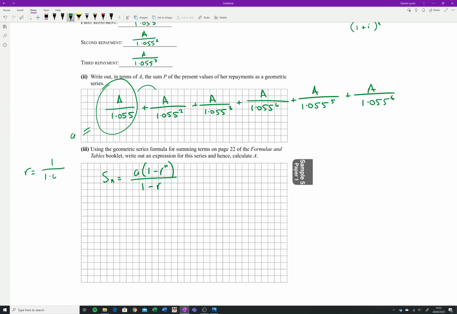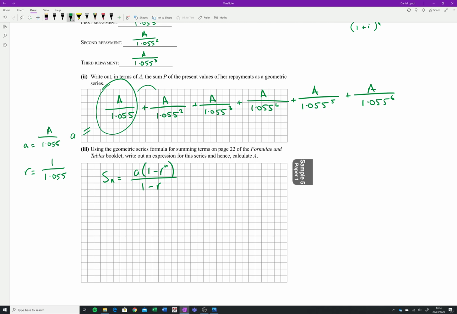and we're multiplying by 1.055 on the bottom. So we have that a is equal to capital A over 1.055, and we have r is equal to 1 over 1.055. Okay, and we have to do this to calculate it.